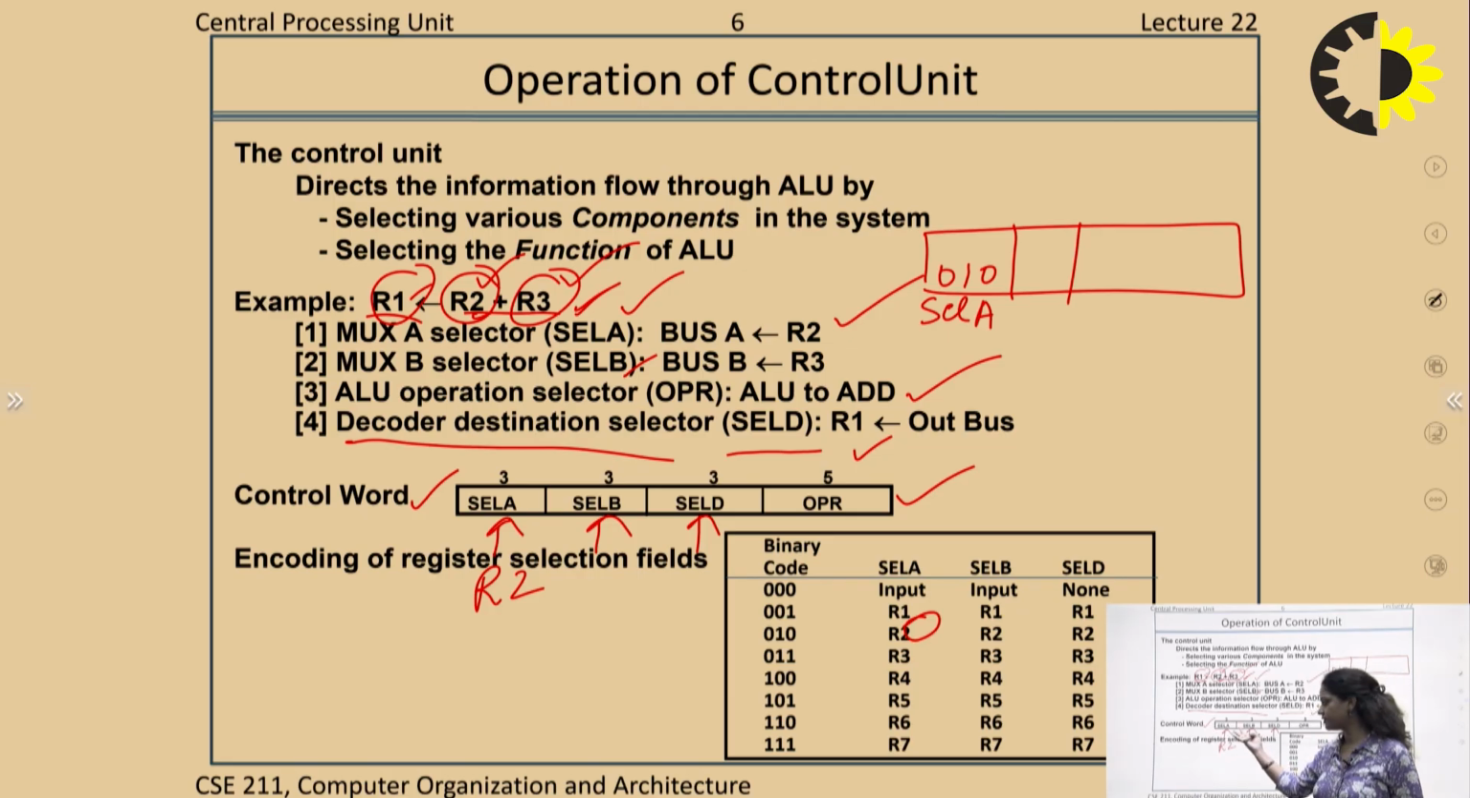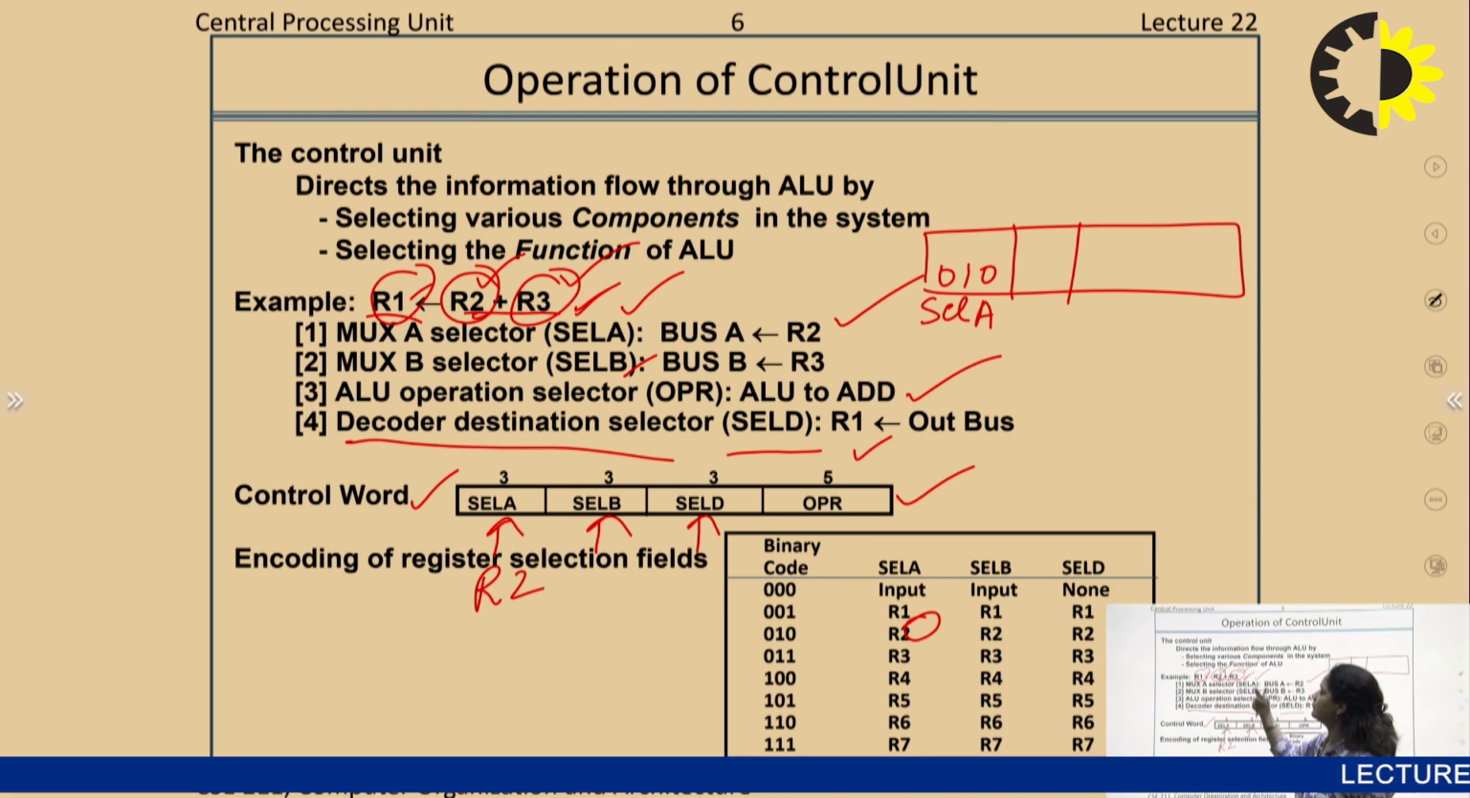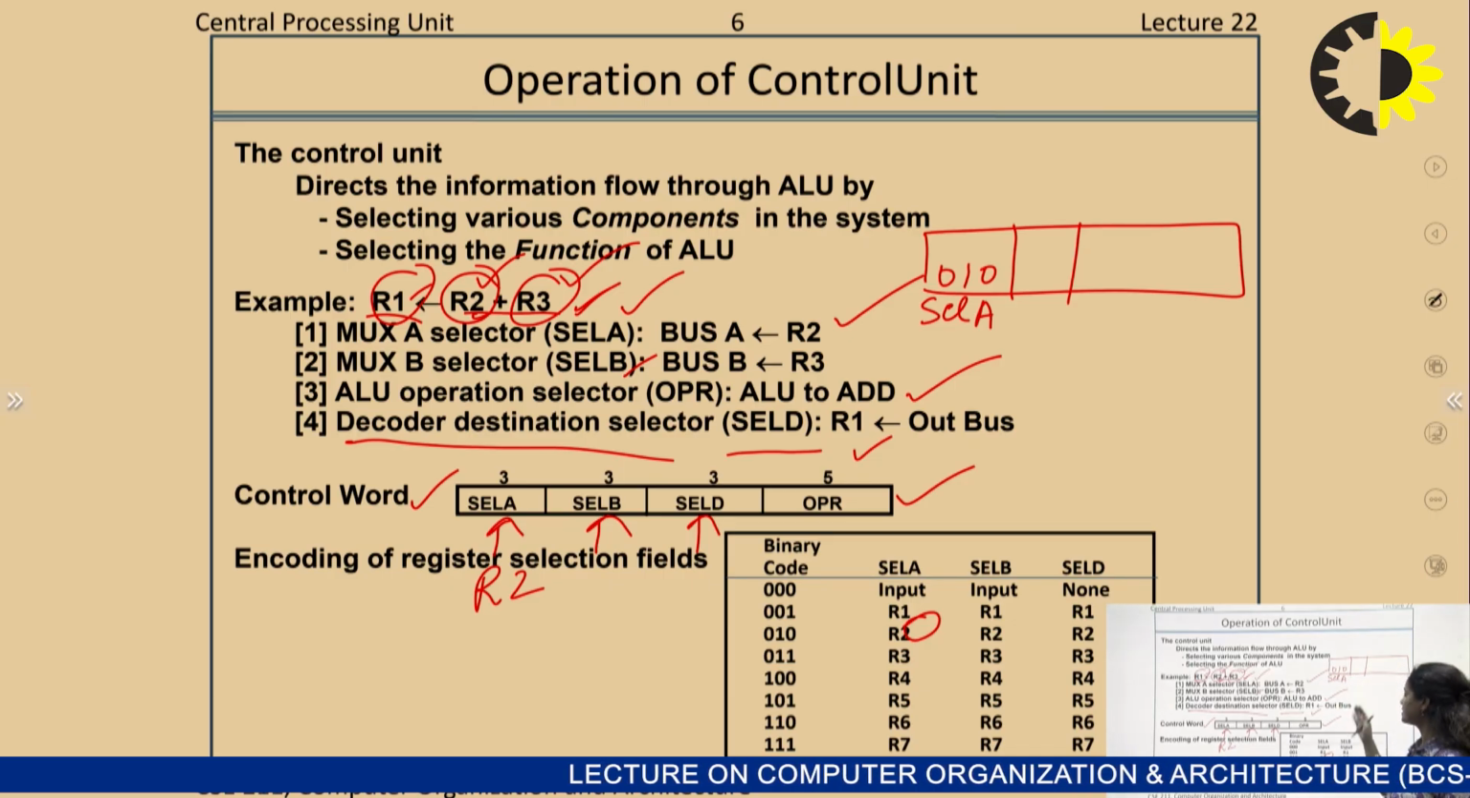The first 3 bits are reserved for selection A line, the second 3 bits are reserved for selection B line, the next 3 bits are reserved for selection D line, and the next 5 bits are reserved for the operation code being performed by the ALU. So here, for making this 3-bit code, how can we make it? We will have a look at the first register that will be holding our first operand A. So what will be the code for 2? Binary 2, that is 010.